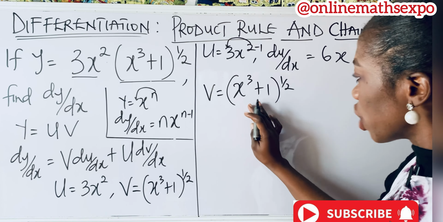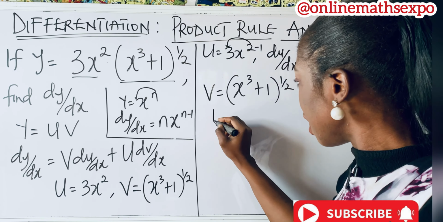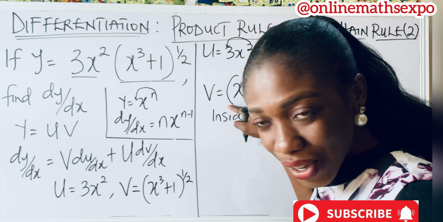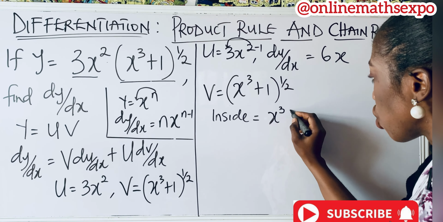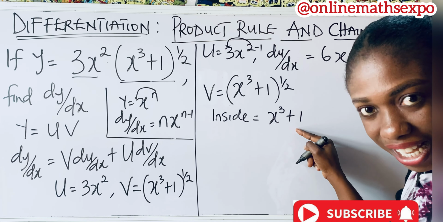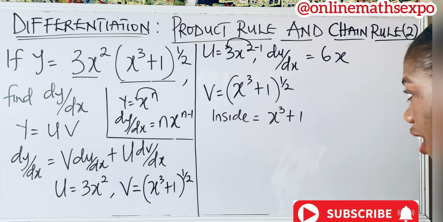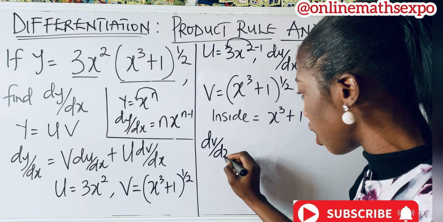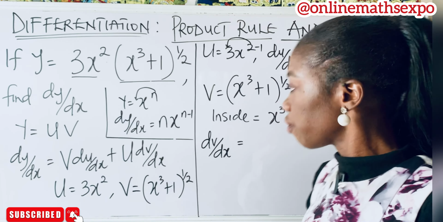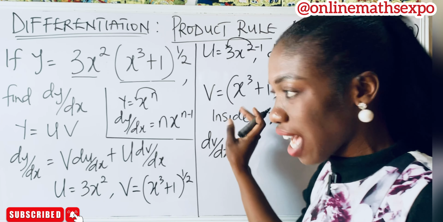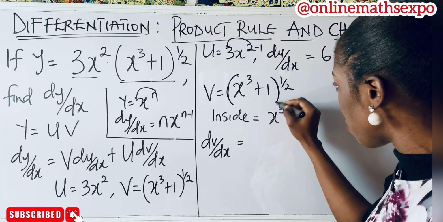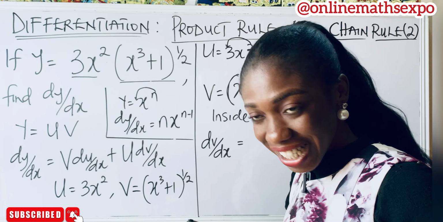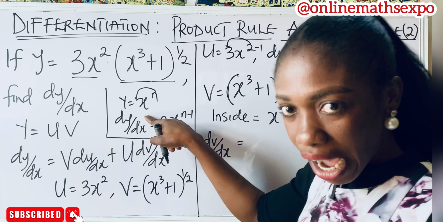Now, my question is, which one is the inside function? The inside function is always the one inside the bracket. So the inside one is x cubed plus 1. That is the inside. I hope that is clear. Now let's go into getting our dv dx. So if you want to get your dv dx, let's take care of the outside. The outside is the one outside the bracket, which is this one here with respect to the bracket. I hope you are getting it. So to do that, we still use our power rule.